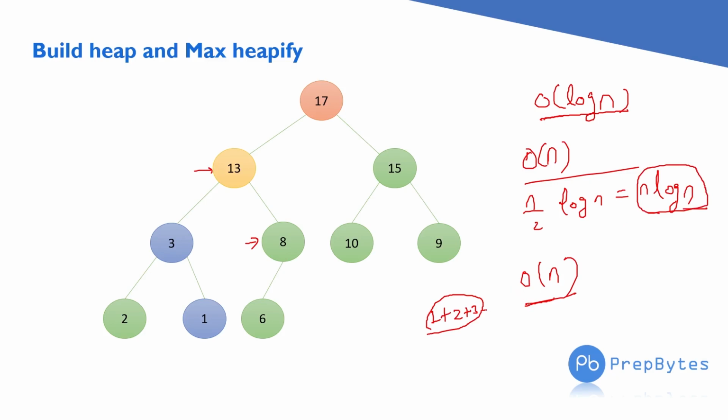For build heap, the complexity is order of n, but for max heapify, the complexity in the worst case is order of log n. So you can just make notes of these two complexities. In heap sort, which has a complexity of n log n, we will see how it gets that complexity.